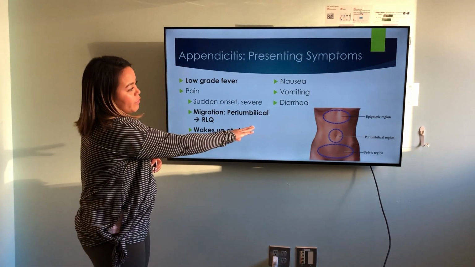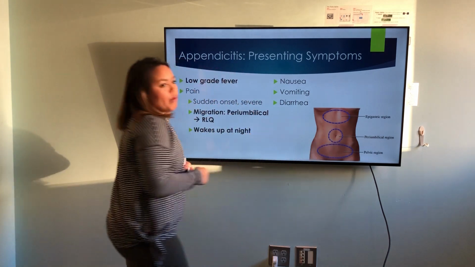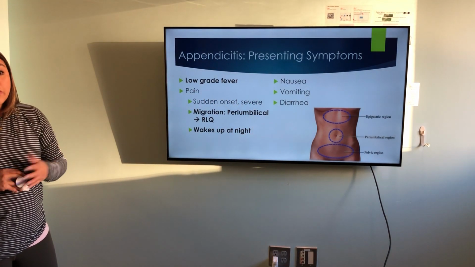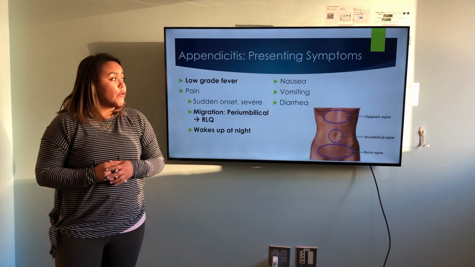So I have a little illustration here. The periumbilical area is the surrounding area around your umbilicus. And other symptoms that could also present with a patient that has appendicitis are nausea, vomiting, and diarrhea.